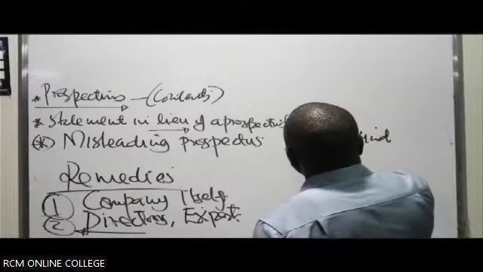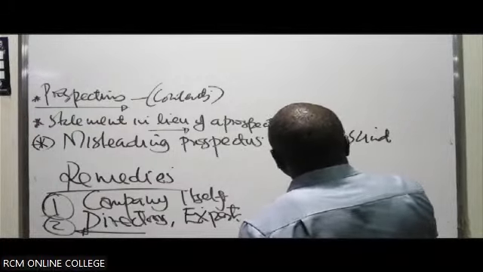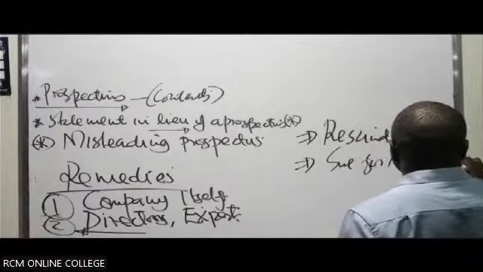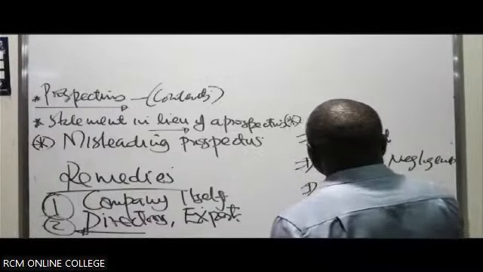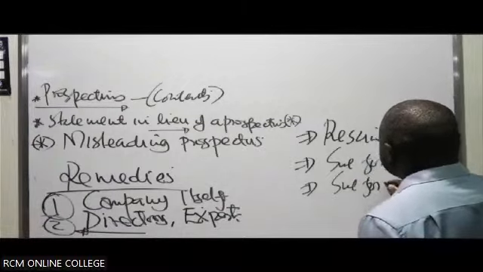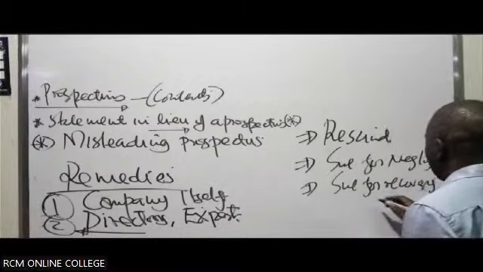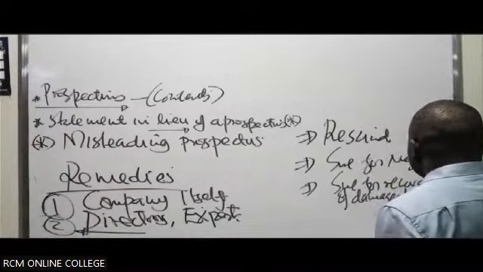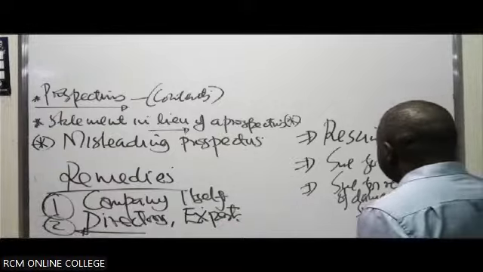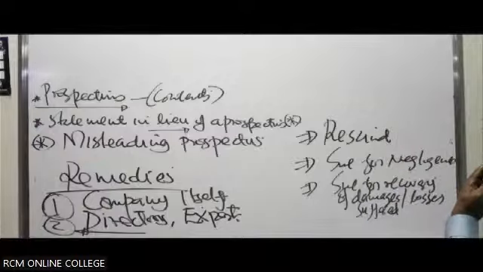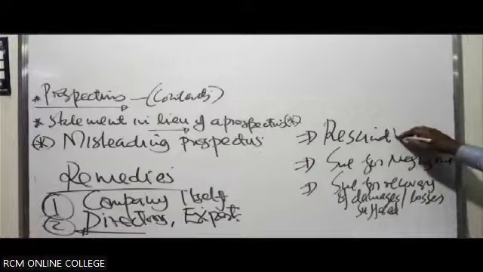You can rescind the contract. Or in this case, you can sue for negligence, or sue for recovery of damages or losses suffered. Losses suffered. You lost money, because in this case you thought things would be okay. These are the 3 key remedies.